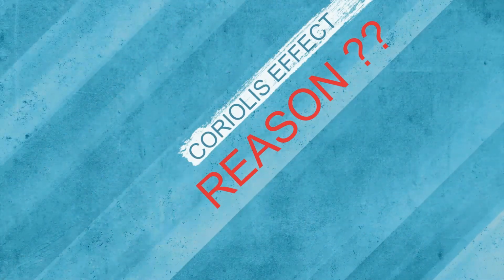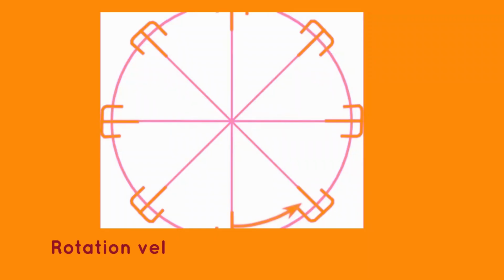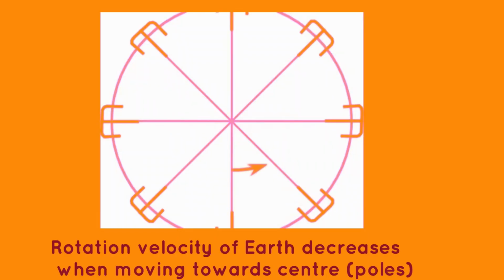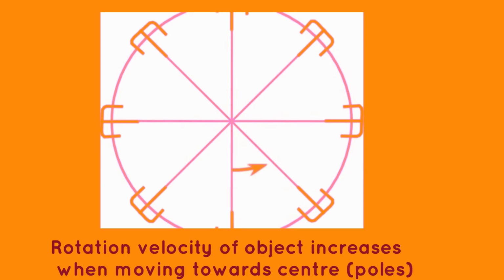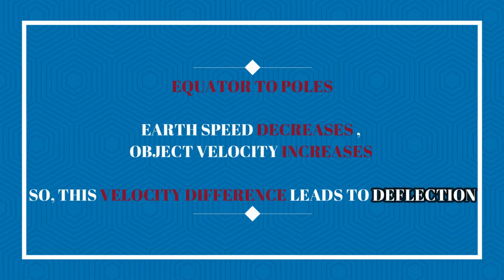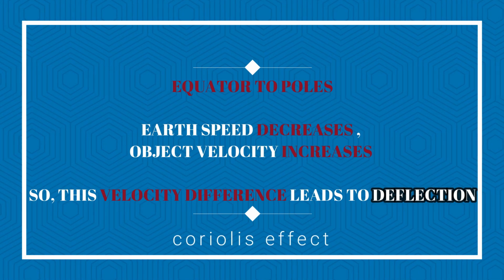Here is the reason. The rotation velocity of Earth decreases when moving from the equator towards the poles. At the same time, the rotation velocity of the object increases when it moves from the equator towards the poles. Instantaneously, the Earth's speed decreases while the object's velocity increases when it moves from the equator towards the poles. So that is the reason objects get deflected along the direction.